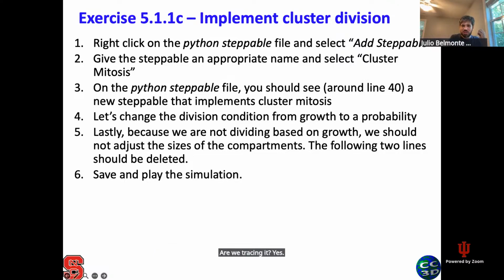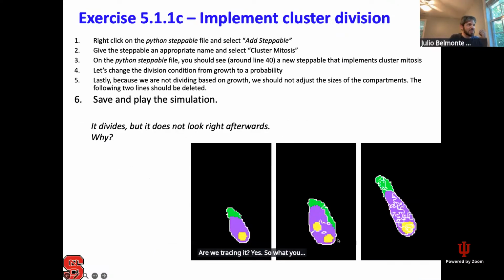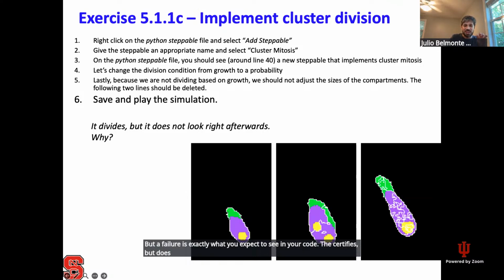So this kind of failure is exactly what you expect to see in your code. Okay. The cell divides, but does not look nice. Now the question for you: why does it not look nice? Why are they still mixed? What are we missing?